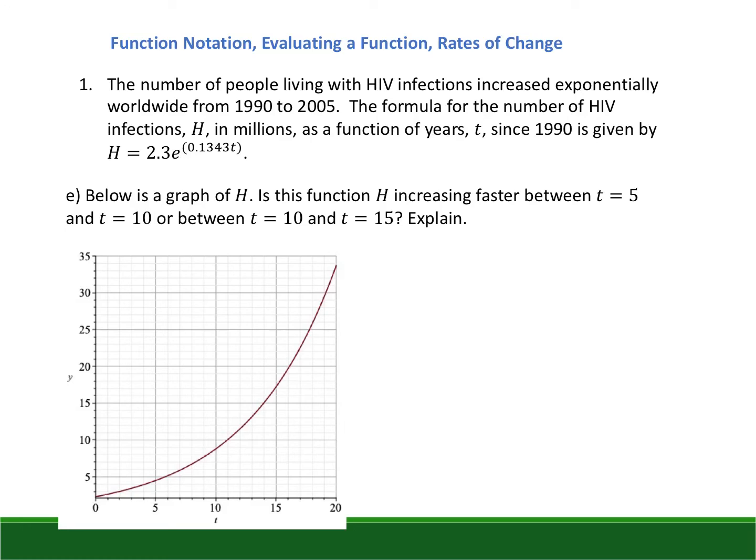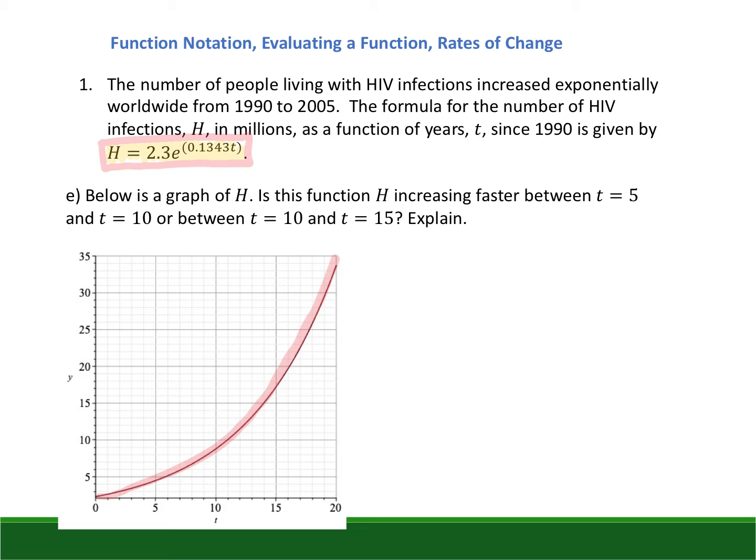Given the function h as an equation, where h represents the number of HIV infections over time, we also have a graph of the function. So basically what you see down here, this red curve, represents the graph of this equation.